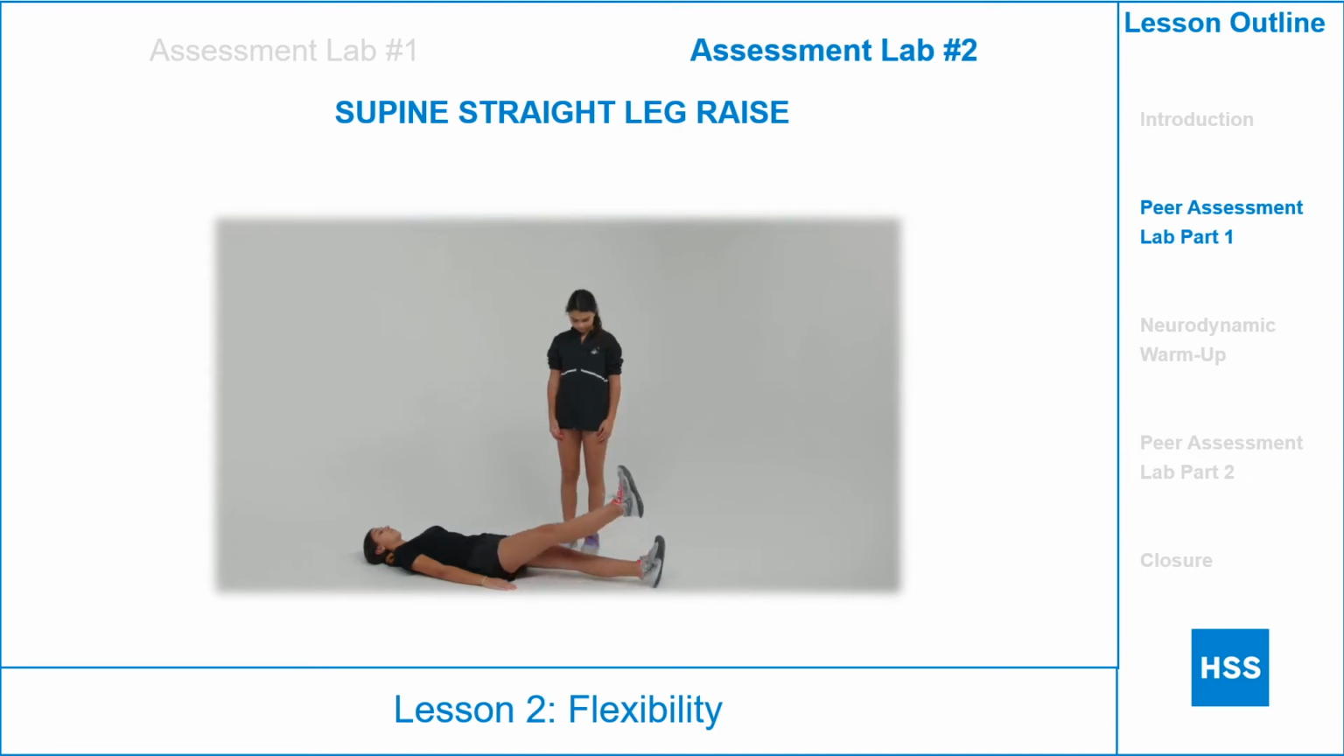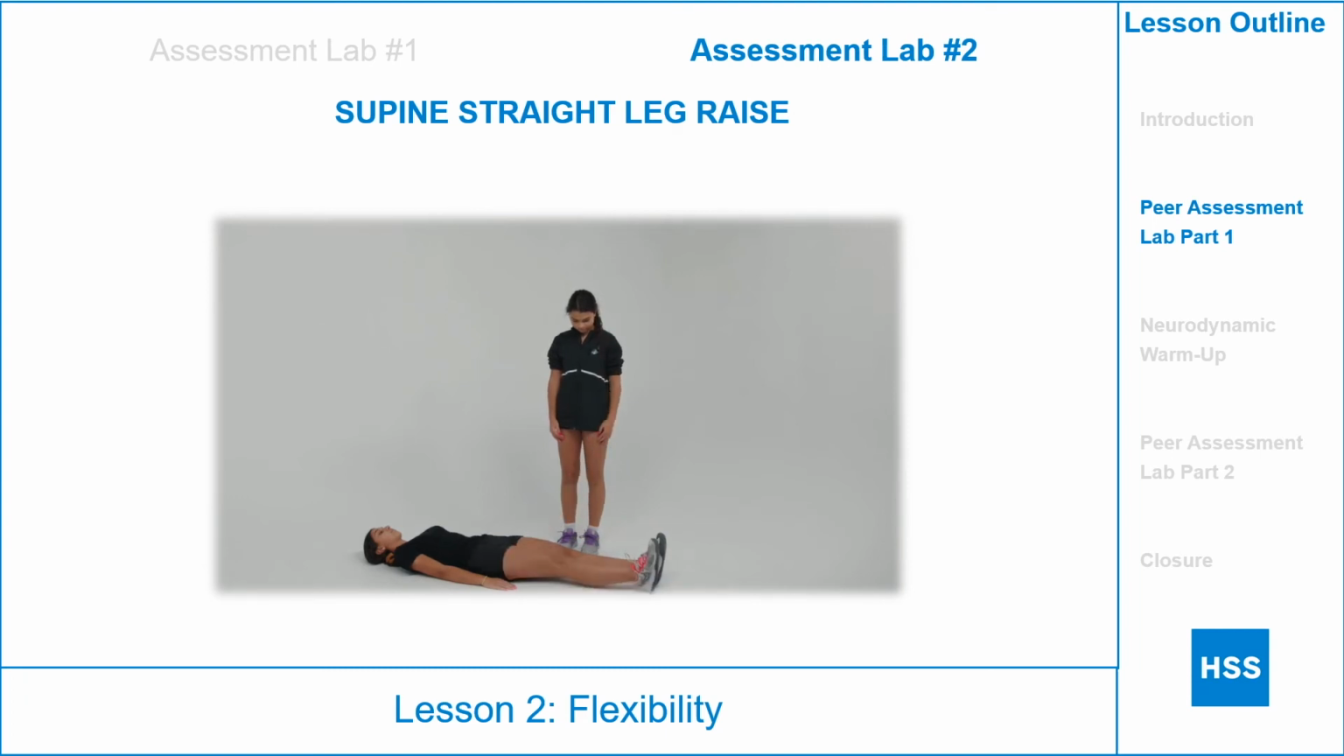If the line crosses the bottom leg between the foot and knee, they receive 1 point. If the line crosses between the knee and hip, they receive 2 points. Finally, if the line crosses above the hip, they receive 3 points. Scores will be recorded for each leg.